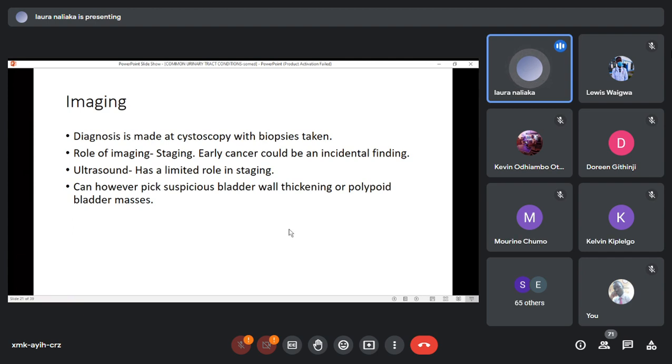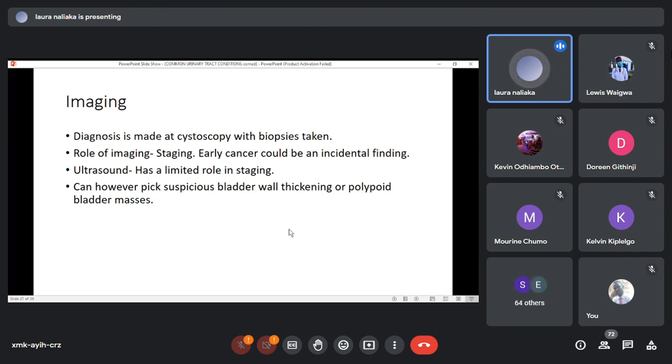If a clinician or a surgeon suspects a bladder tumor because the patient comes in with hematuria and maybe abdominal or pelvic pain, of course, the surgeon would want to do a cystoscopy, and at the same time, if they find anything, they'll do a biopsy. The role of imaging in bladder cancer is for staging.